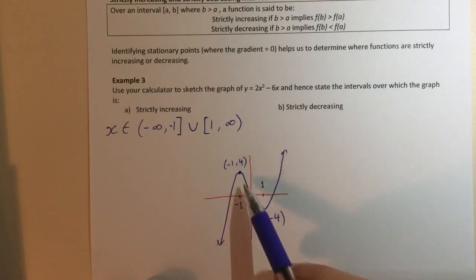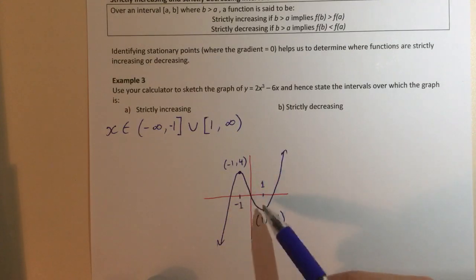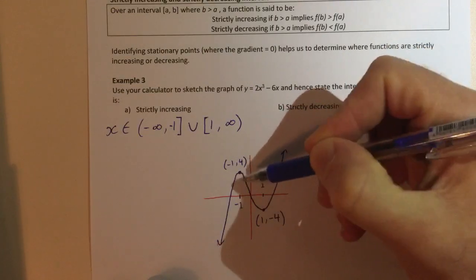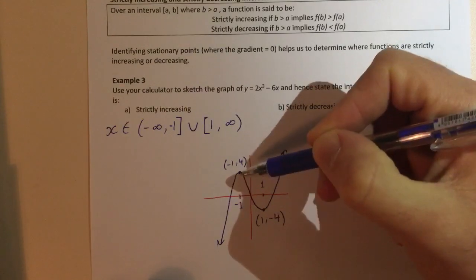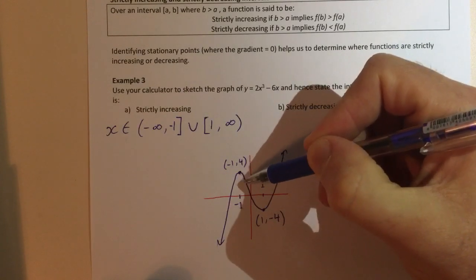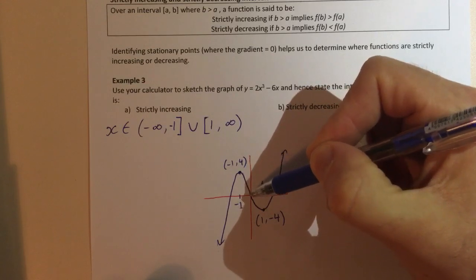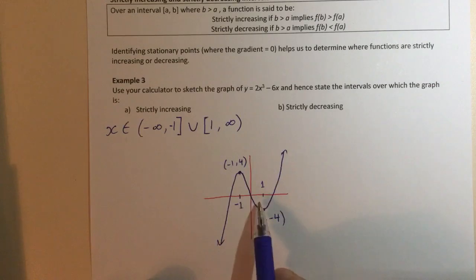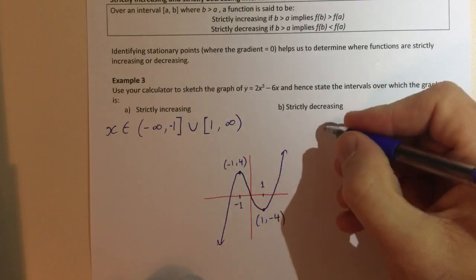Strictly decreasing, well, the bit where it's going down is in the middle, from -1 to +1. And again, with these stationary points, even though at the stationary points it's not decreasing, they're still part of an interval where we could say that the number on the right is always lower than the number on the left, or the y value on the right is always lower than the y value on the left. So we're actually going to include the -1 and the 1 in our strictly decreasing interval.